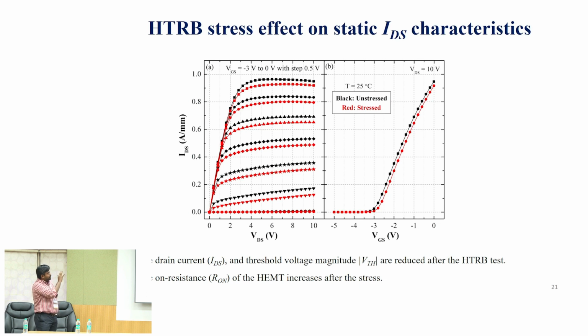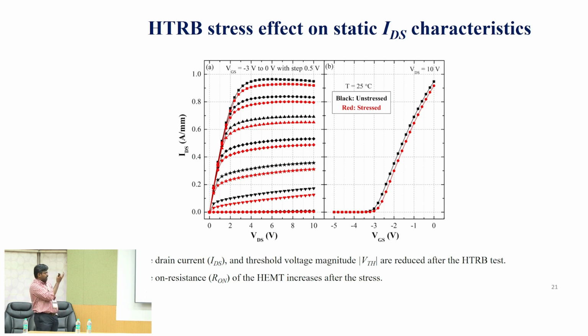Okay. So here are the stress effects on the static IV characteristics, static ID-VD characteristics. You can clearly see that your drain current is reducing, as expected. Similarly, the magnitude of threshold voltage is decreasing. It means that there is a positive shift in the threshold voltage.